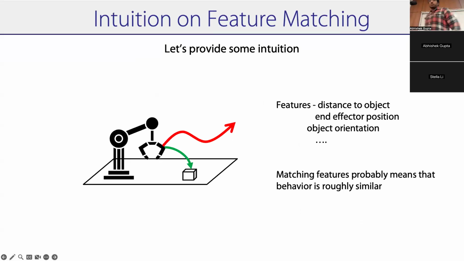Okay, so what does this mean? Let's imagine that your features were things like distance to the object, end effector position, object orientation, things like that. If I have two trajectories that have similar expected sums of these features, the argument is that their behavior is roughly similar. Right? But the problem with this is that it's inherently ambiguous. You could have many different ways of having the same average features. You could have one thing that matches the path, and another thing that does a bunch of crazy stuff, and then just goes to one state which has enough features to compensate for all its suboptimal behavior. And so this problem is inherently ambiguous.